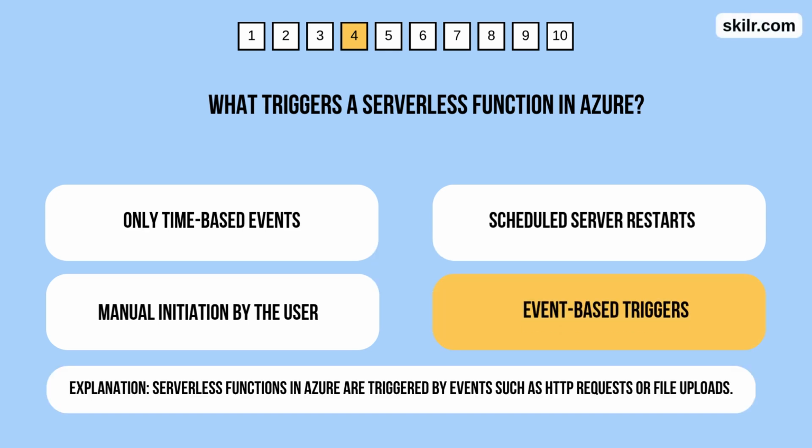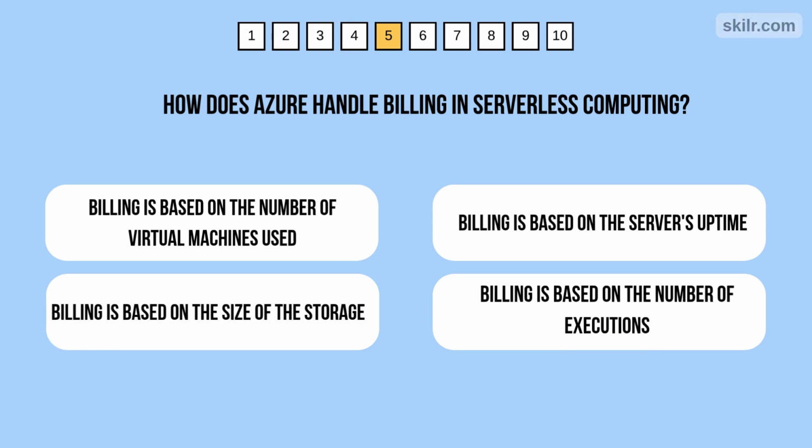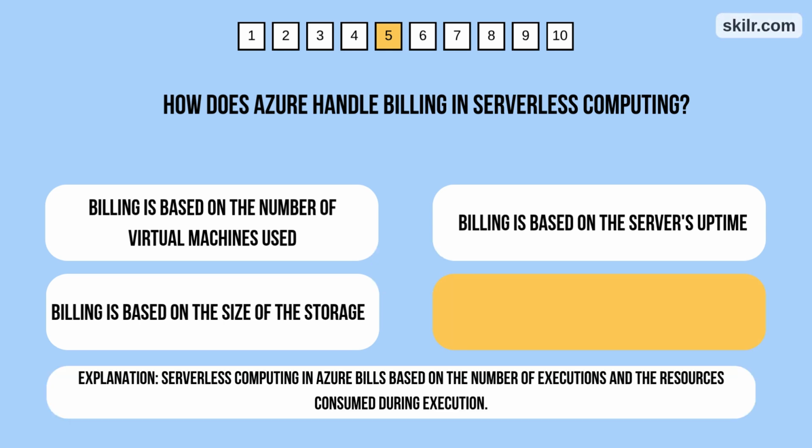The answer is event-based triggers, as serverless functions in Azure are triggered by events such as HTTP requests or file uploads. Question 5. How does Azure handle billing in serverless computing? The answer is billing is based on the number of executions, as serverless computing in Azure bills based on the number of executions and the resources consumed during execution.